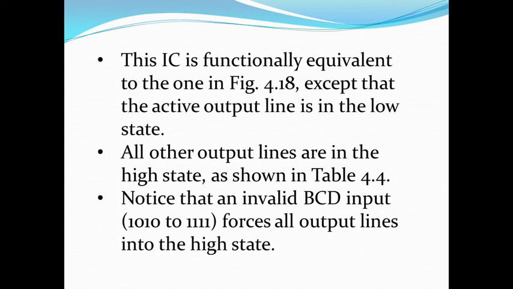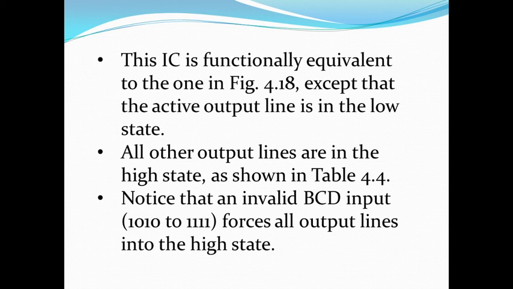This IC is functionally equivalent to the one in figure 4.18, except that the active output line is in the low state. That means, according to the BCD inputs, whichever output is going to be active from Y0 to Y9, that particular output is going to be in the low state rather than in the high state as in the previous circuit with AND gates. Maybe inside the IC NAND gates are utilized, so the active output is in the low state. All other outputs will be in the high state, as shown in figure 4.4.